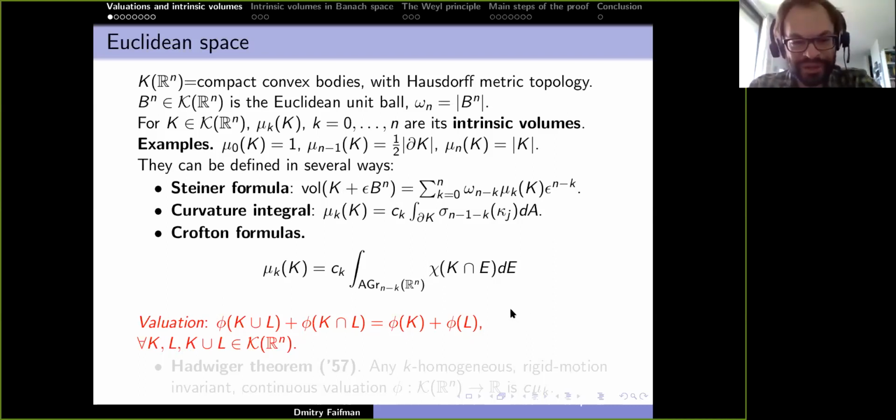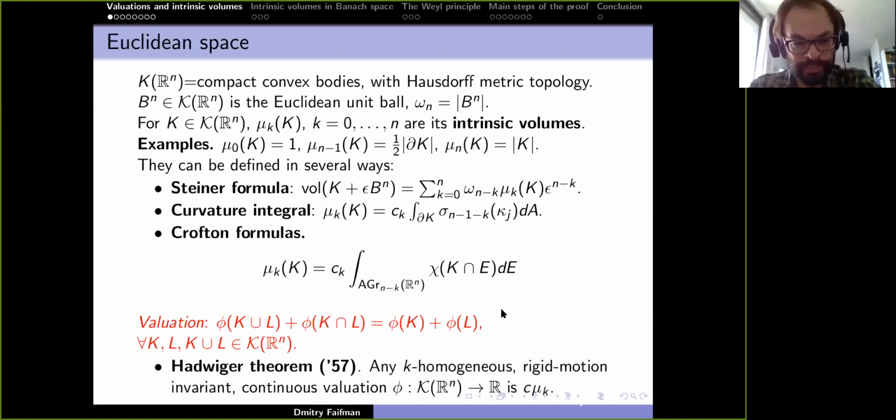Thanks. Okay, so with the notion of valuation in mind, here comes yet another way to define intrinsic volumes in an axiomatic way, which is due to Hadwiger. So if you consider a rigid motion invariant continuous valuation, which is also k-homogeneous in the body, then it must be the kth intrinsic volume up to a constant. So that's a nice theorem, and that immediately allows you to establish the equivalence of all the other ones.